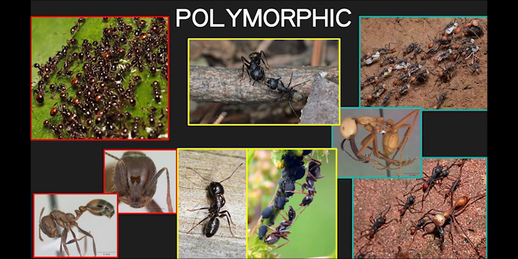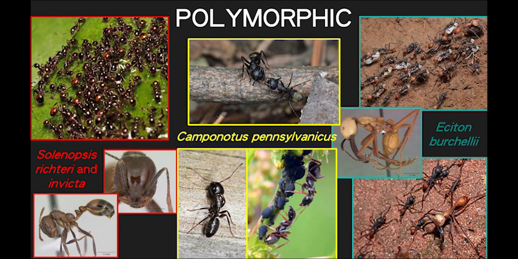Some examples of polymorphism that will be explored in this video include the invasive South American species that has consumed much of the southeastern United States, Solenopsis richteri and Solenopsis invicta, the black and red imported fire ant; the home invader, Camponotus pennsylvanicus, the black carpenter ant; and the South American army ant, Eciton burchellii.